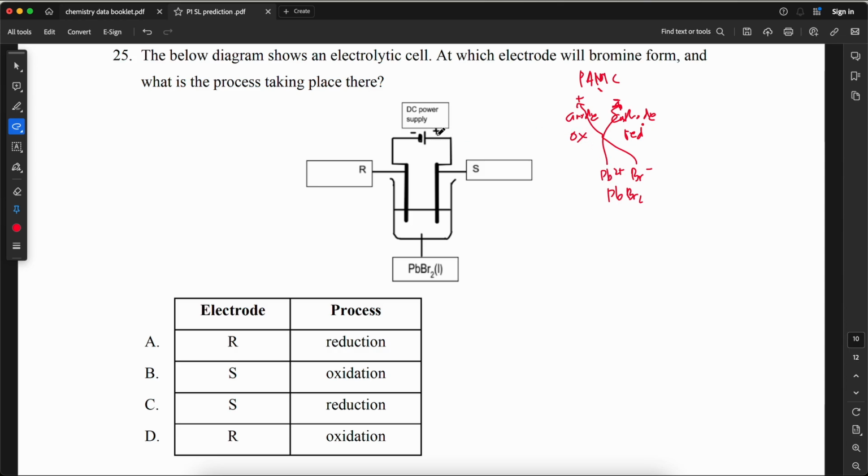So this positive will be the anode, negative will be the cathode. Anode will be Br minus. Okay, Br minus. This one will be Pb2 plus. So the answer will be B: at which electrode will bromine form, electrode S, and it's oxidation, because anode is oxidation.